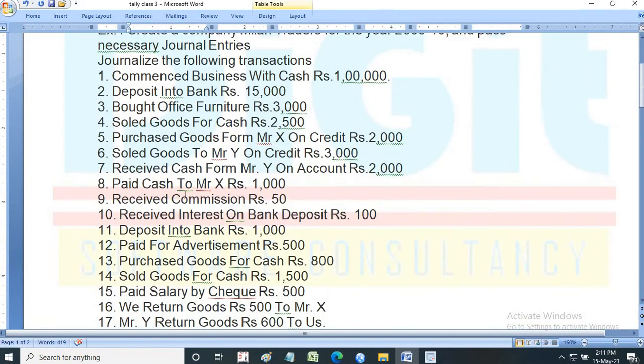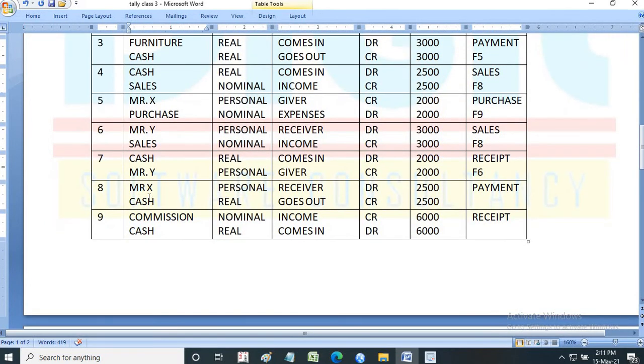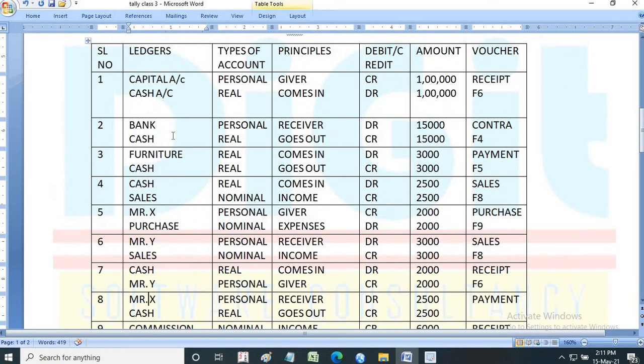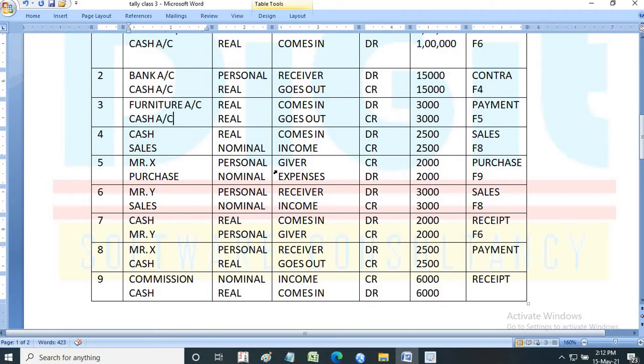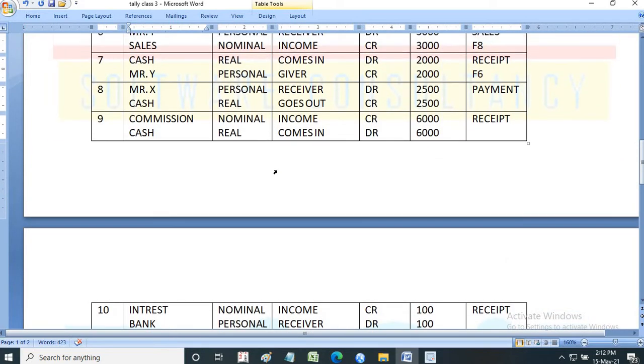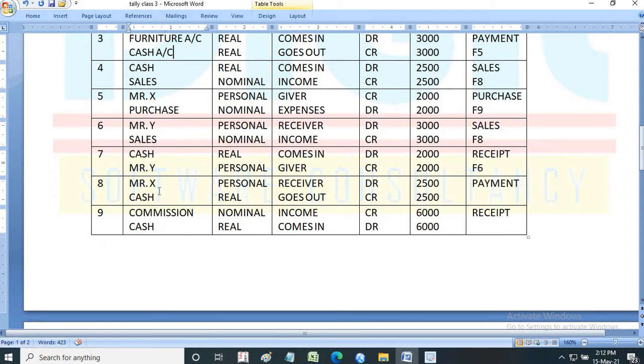Okay, next is Mr. X. This one, number 8, paid cash to Mr. X 1000. So number 8, you see Mr. X and cash. Okay, so here, it's not necessary actually, but you can make it like cash account and bank account and furniture account. You can do it like this if you want. At the time of creating also you can make it, but this is not mandatory.